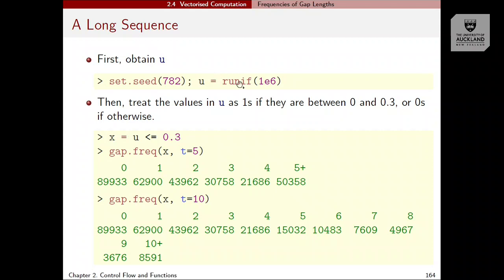So this is just generating a long vector of values between 0 and 1. And then we're saying, okay, if u is less than 0.3, then it's true. So it won't give you 0 and 1, it will give you true and false, which again amounts to the same. And then you can just run the gap frequencies and specify what your end threshold is, and you will get the results here, just to test it.